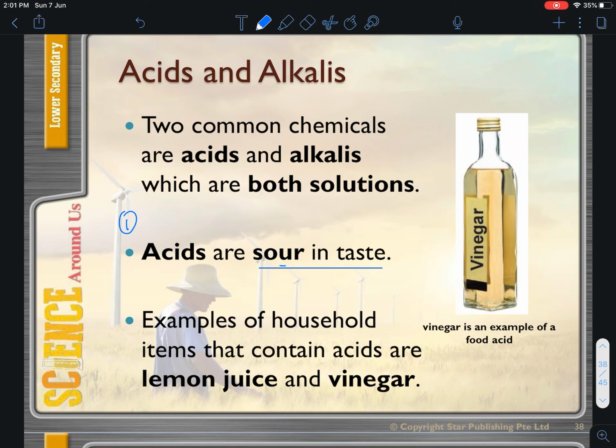Now what are the safer kinds of acids? They are organic acids, which are found in fruits. One example is citric acid, found in apples or oranges, and even in lemon, which tastes very sour, so that is a form of acid. But of course not everything that is sour is an acid, it is just a kind of taste. Some examples of household items that contain acids are lemon juice and vinegar.